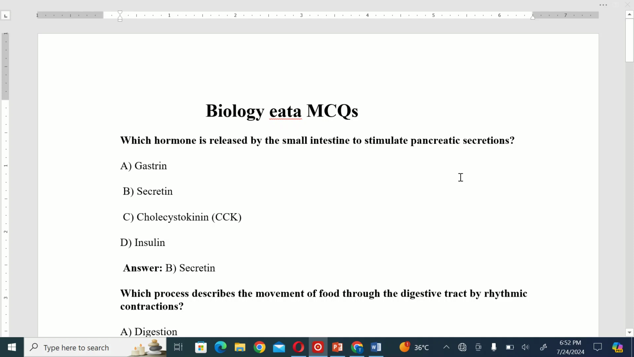Today we are diving into some challenging MDCAT MCQs to sharpen your biology knowledge. Let's get started. So the first MCQ is: which hormone is released by the small intestine to stimulate pancreatic secretion? A. Gastrin. B. Secretin. C. Cholecystokinin. And D. Insulin. So the correct option is B.